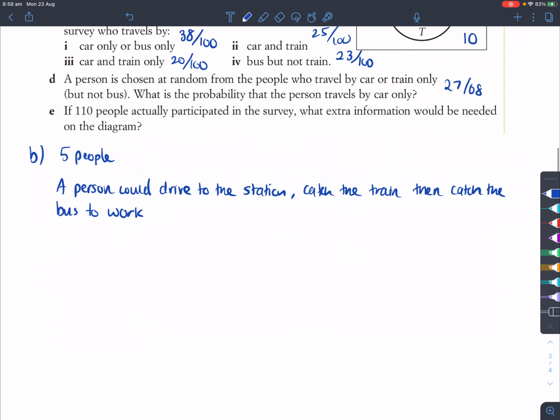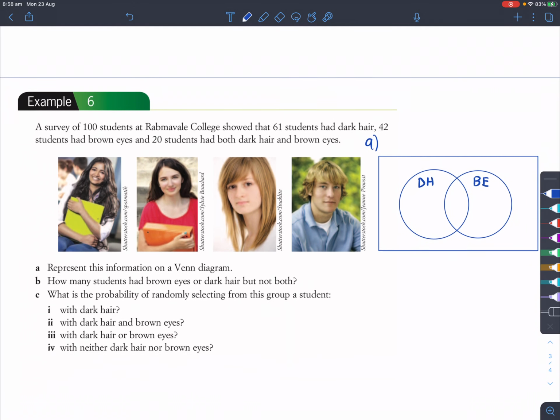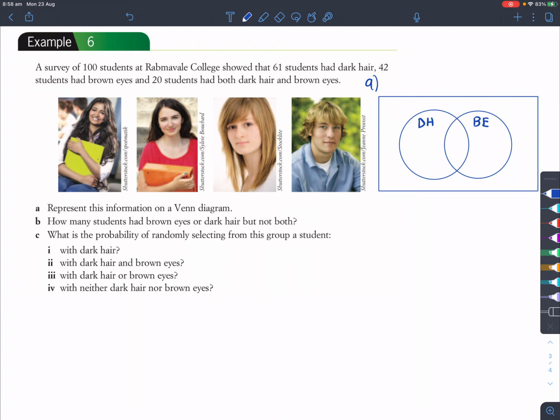Now let's have a look at the next example. Example 6. A survey of 100 students at Ramavale College showed that 61 students had dark hair, 42 students had brown eyes, and 20 students had both dark hair and brown eyes. Okay, so we can see there are 2 categories. I'm just going to take the first letter of each word and capitalize it, making it DH for dark hair, and BE for brown eyes. So we want to represent this on a Venn diagram, which I have started here, right?